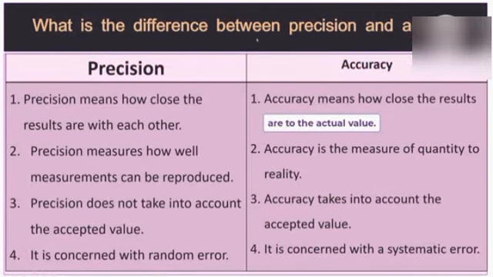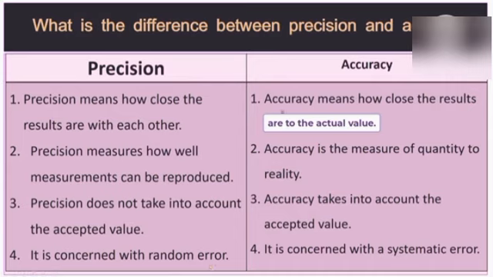What is the difference between precision and accuracy? Precision: precision means how close the results are with each other. Precision measures how well measurements can be reproduced. Precision does not take into account the accepted values. It is concerned with random error.